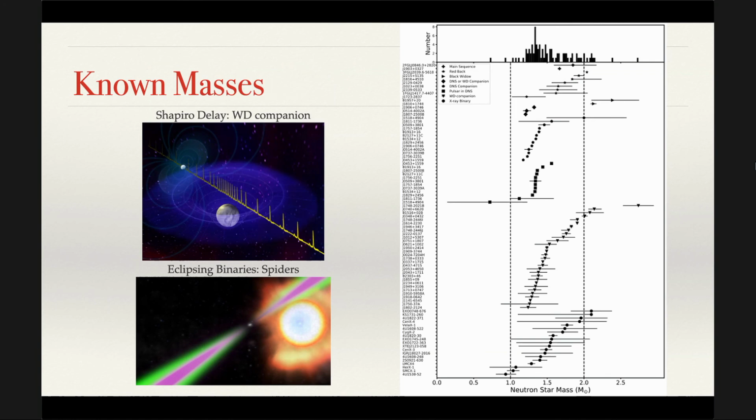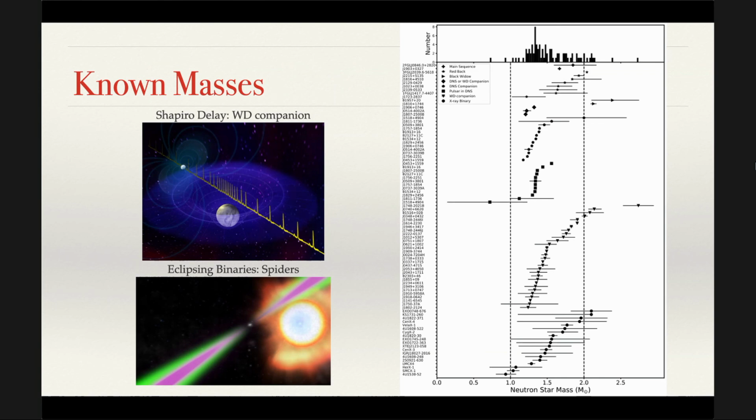And you can see that there's a handful, was it 3 or 4, 5, which are apparently beyond 2 solar masses. Okay, so the maximum mass that we've measured for a neutron star so far is up at around about 2 and a bit solar masses. But you can see most of them have pretty large error bars on them.